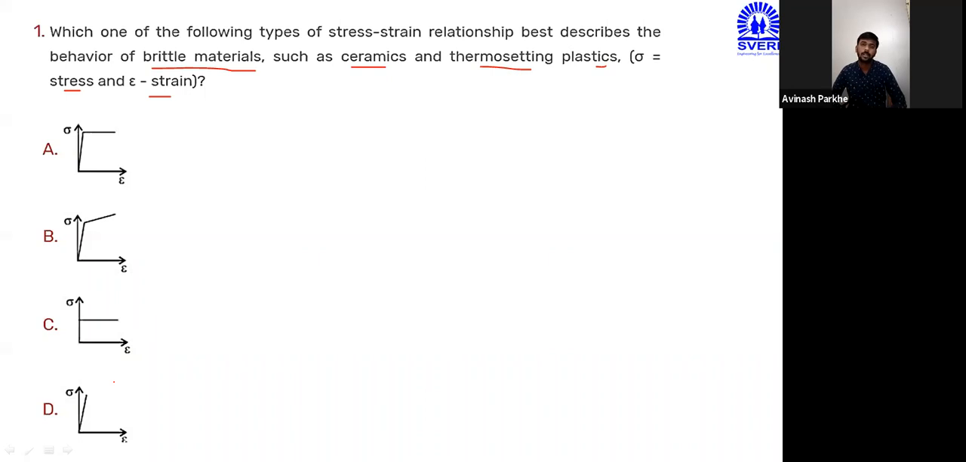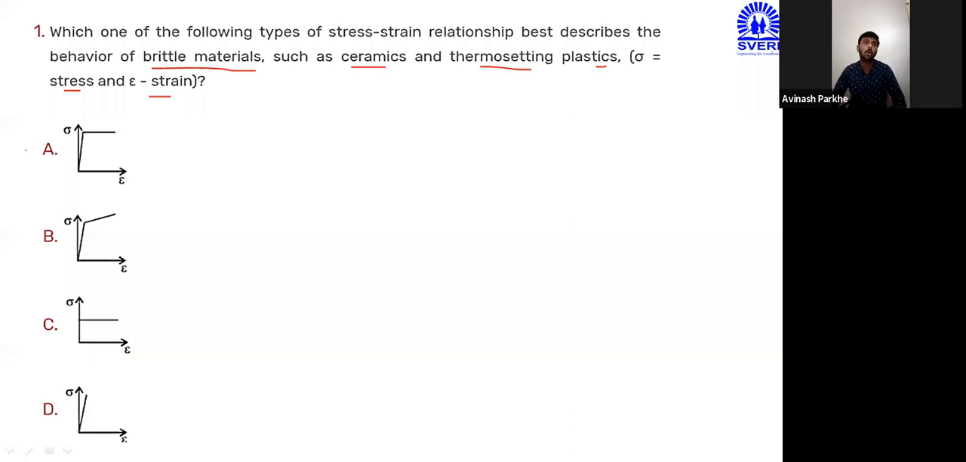In the theoretical discussion, we have discussed the stress strain diagram for the ductile material. Ductile material we have considered as mild steel, and the brittle material we have considered as glass. Yes, many of you have given the answer D. Answer D is 100% correct. Why? Let us see.